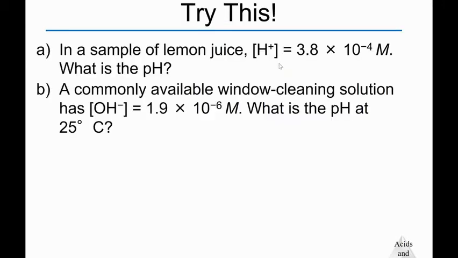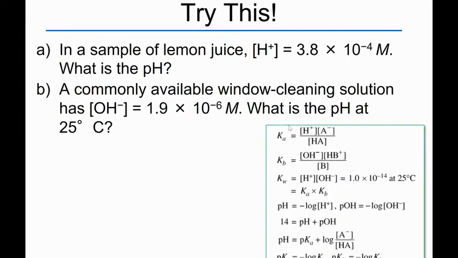Okay, so let's try these. In a sample of lemon juice, the concentration of H plus ion or hydronium ion is 3.8 times 10 to the negative 4th molar. Okay, that's pretty high. So we're looking at something that's acidic, so it's probably going to have a lower pH. Now I'm going to pop up this chart and I want you to think about a couple different ways that you can calculate this, but right away you can see you've got this formula right here. If you plug in the concentration of H, you should be able to calculate pH.